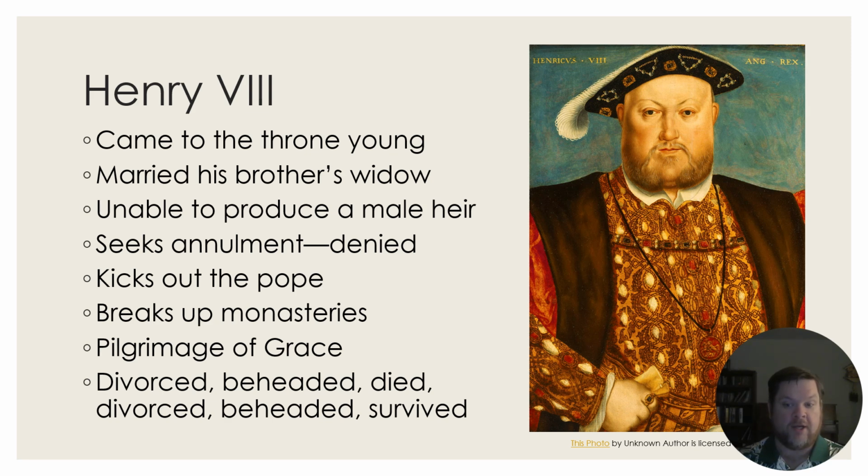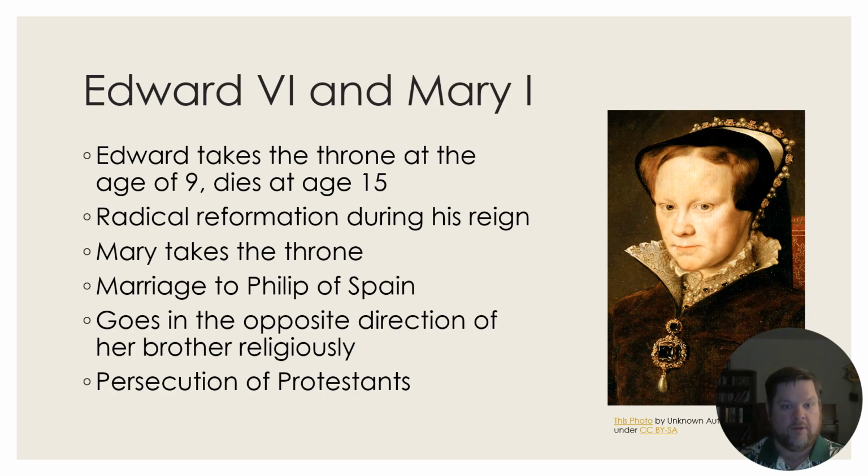Divorced, beheaded, died. Divorced, beheaded, survived. All right, so Henry VIII finally dies and passes the throne to that son of his, who's only 9 years old at the time. That son becomes known as King Edward VI, and he dies by the time he's 15.